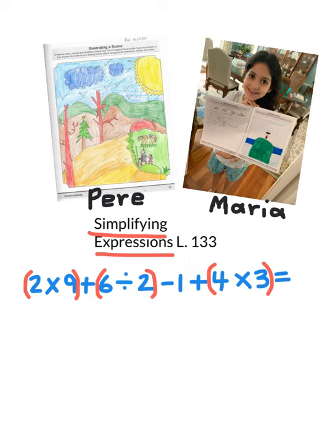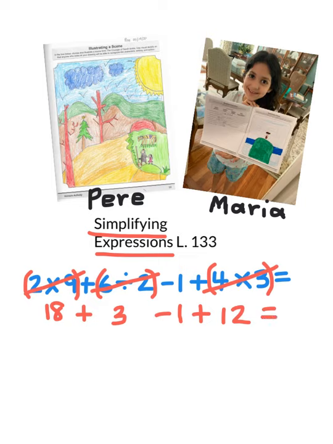Now, let's write the answers to those problems directly below the parentheses and then cross out what we have above. 2 times 9 is 18, and we cross it out. Bring down the plus sign. 6 divided by 2 is 3. Cross it out. Bring down the minus sign. Bring down the 1, because that 1 isn't involved in any of the multiplication problems, is it? That's part of the minus problem. Bring down the plus sign. 4 times 3 is 12.